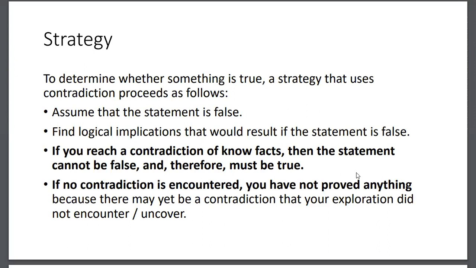Strategy. To determine whether something is true, a strategy that uses contradiction proceeds as follows. Assume that this statement is false. Find logical implications that would result if this statement is false. If you reach a contradiction of known facts, then the statement cannot be false and therefore must be true. If no contradiction is encountered, you have not proved anything, because there may yet be a contradiction that your exploration did not encounter or uncover.